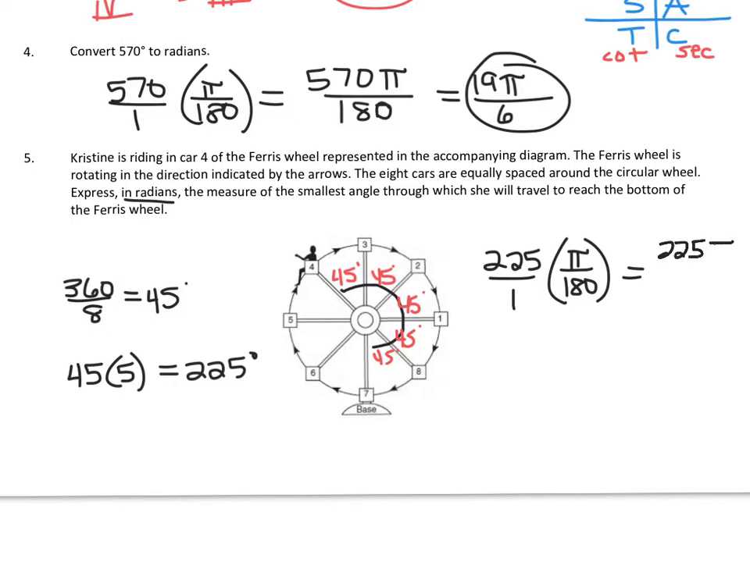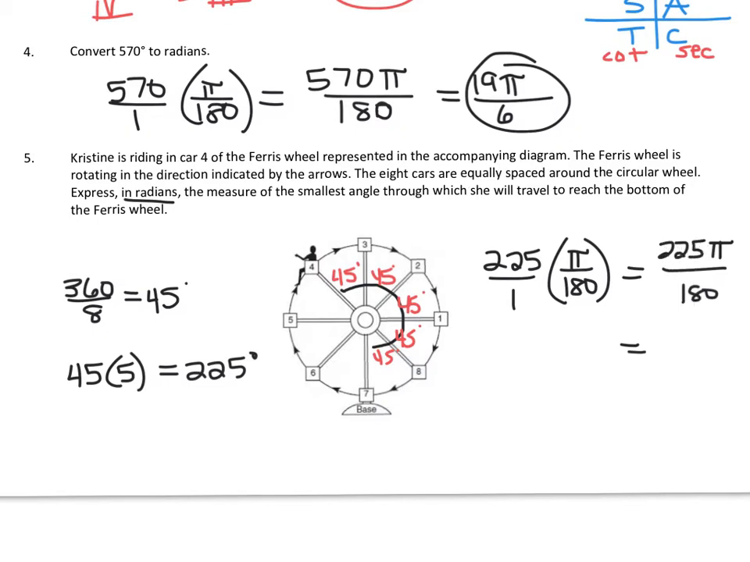And then we're just going to simplify these numbers. We should be a little familiar with these numbers at this point. We should know that both of these are divisible by 45, especially since we got them by multiplying by 45.